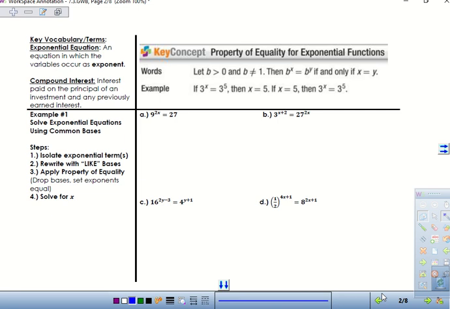So an exponential equation is an equation in which the variable occurs as an exponent. The main idea you need to know here for the properties is that once you get the two bases to be the same, for example, if b to the x is equal to b to the y, then it must be true that x equals y. So if the bases are the same, you can essentially set the exponents equal to each other and solve for the missing variable. And then we're going to talk something about compound interest, interest paid on the principal of an investment of any previously earned interest.